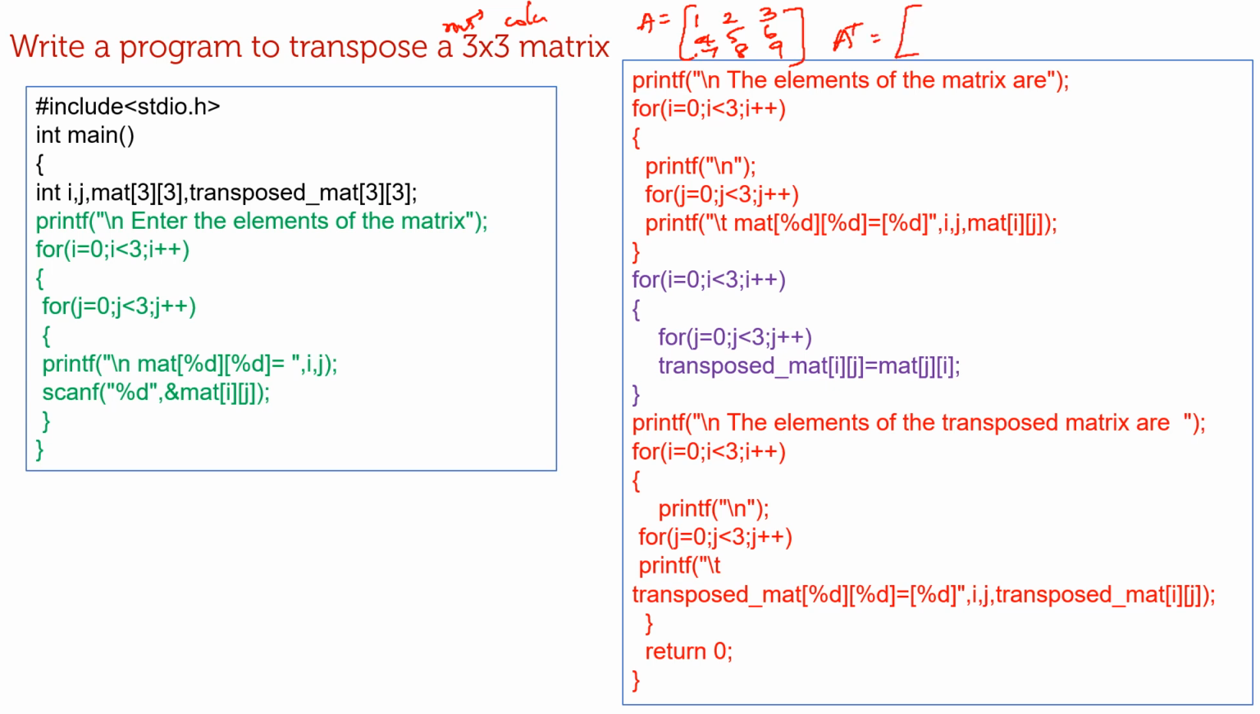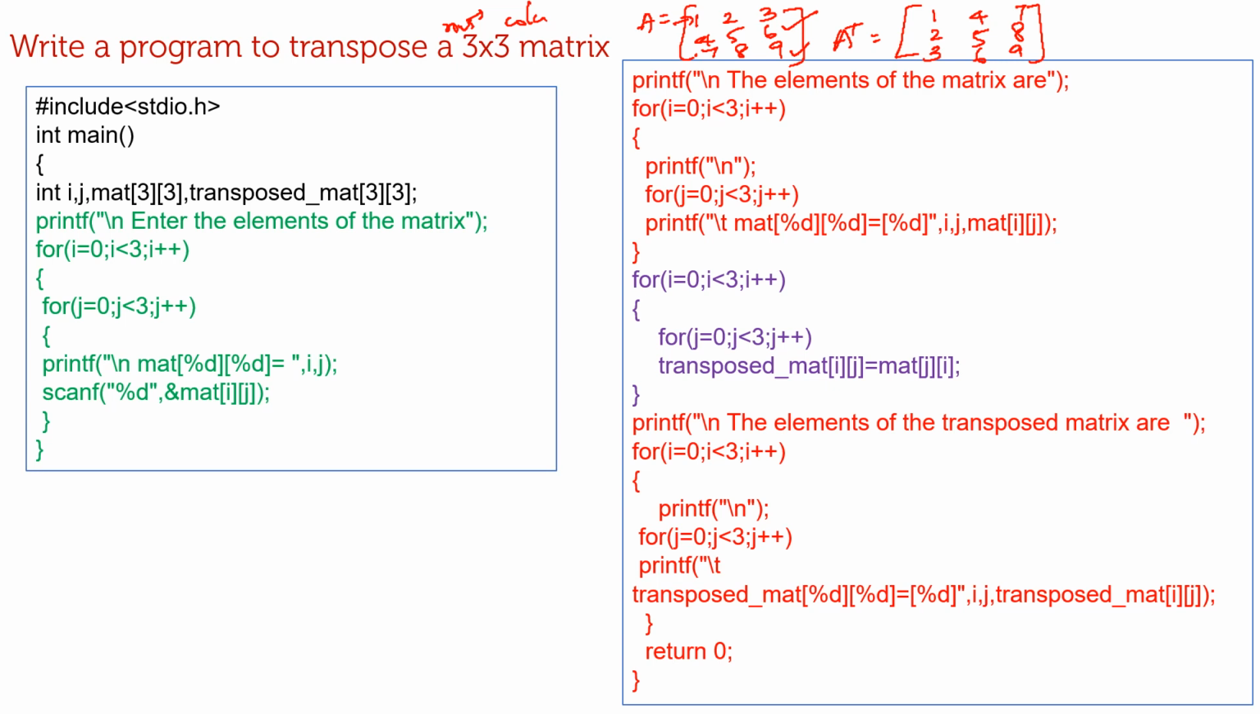A transpose will be nothing but your rows converted to columns and columns converted to rows. So what is your first row? 1, 2, 3. Now that 1, 2, 3 will be converted to the first column. 4, 5, 6 is your second row, right? Now it will be converted into your second column. 7, 8, 9 is your third row. It will be converted into your third column. So interchanging the rows into columns, that is nothing but your A transpose, right?